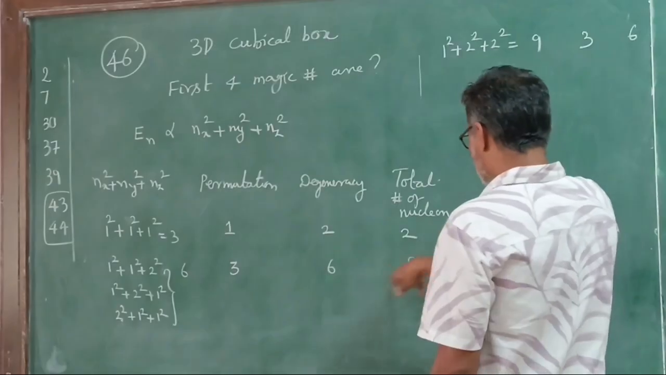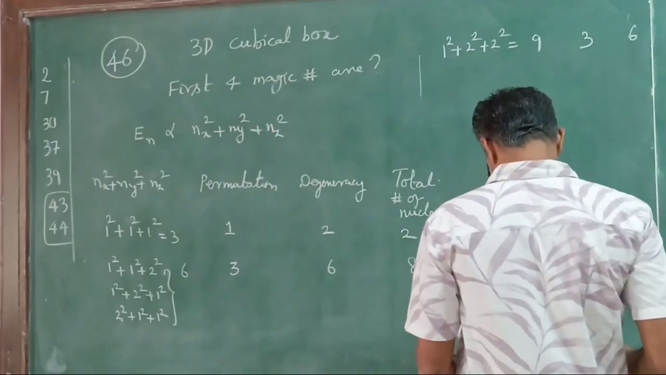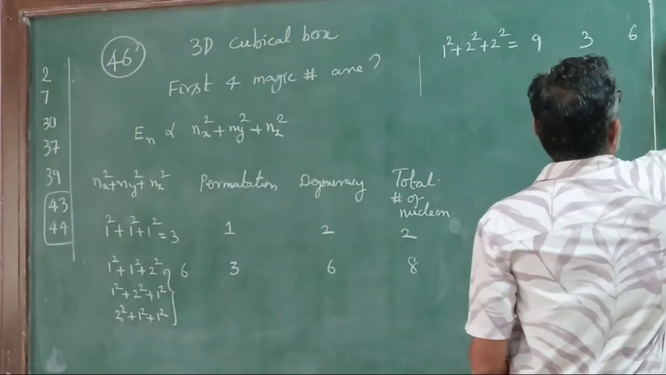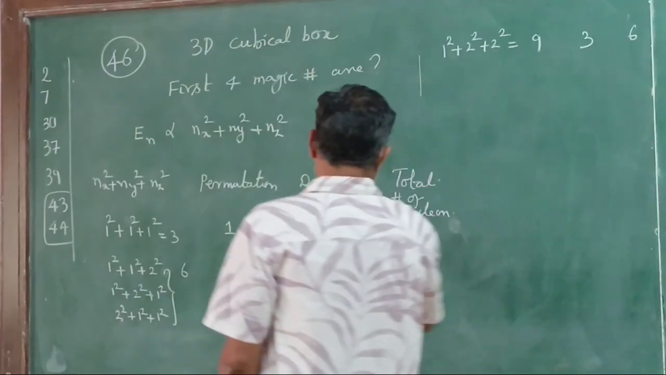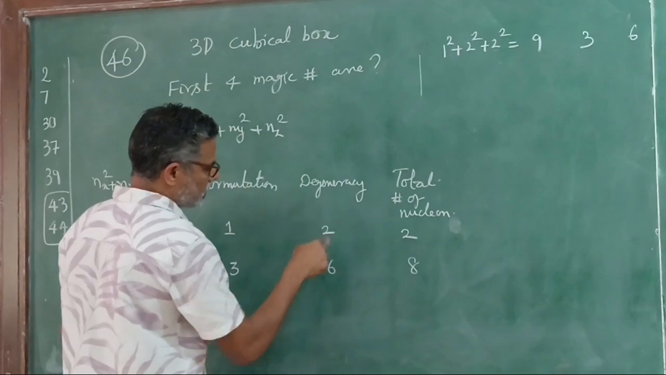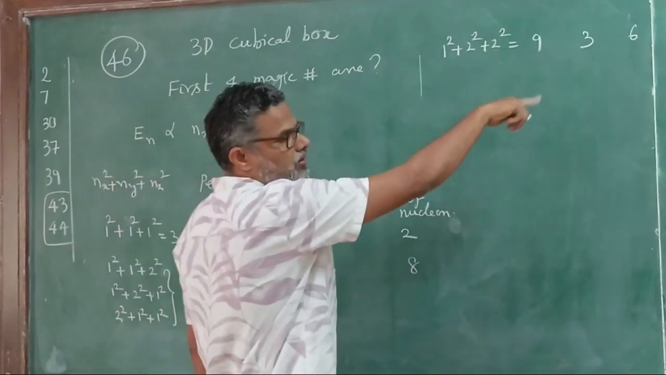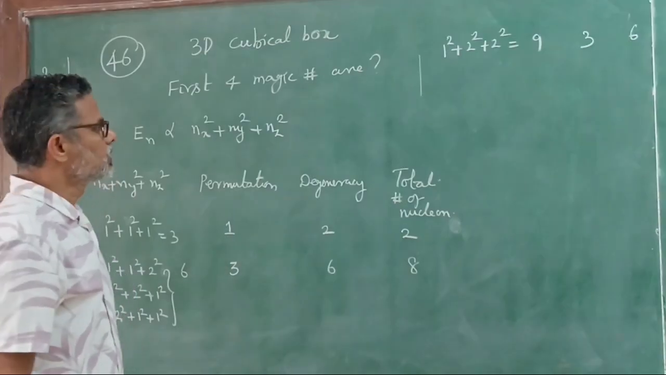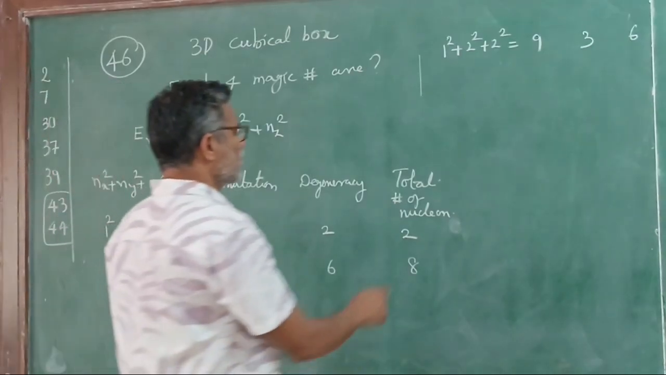And then you need to calculate: 2 plus 6, 8, and then 8 plus 6, again 14. The total number is basically first 2, and this is 2 plus 6, 8, and then 2 plus 6 plus this 6. So 8 plus 6, basically 14.